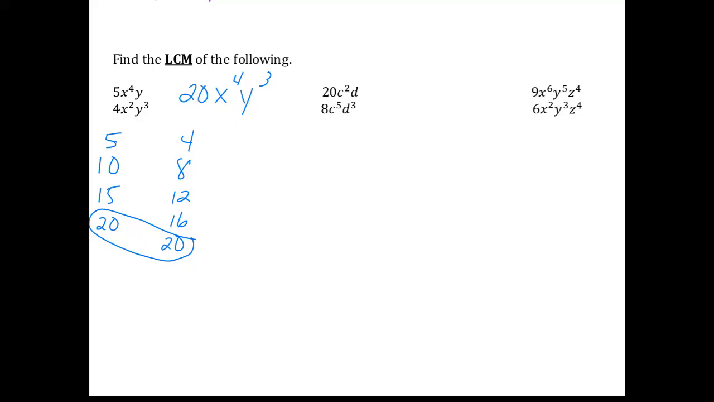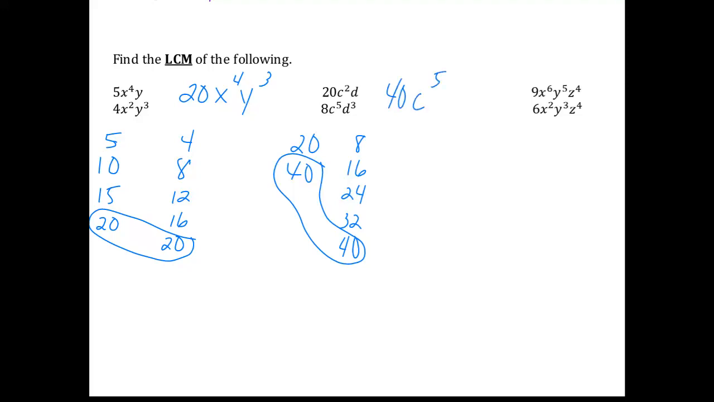All right, second example, we've got 20 and 8. Definitely going to start multiplying the 8 because that's smaller than the 20. So 16 and then 24. 8 times 4 will give us 32. I think I know my multiples of 20. I'm going to keep going because those numbers aren't going to go into 20. 8 times 5 will give me 40. And look at that, there it is: 20 times 2 and 8 times 5. So 40. And then take our largest exponent, so c to the 5th and d to the 3rd.